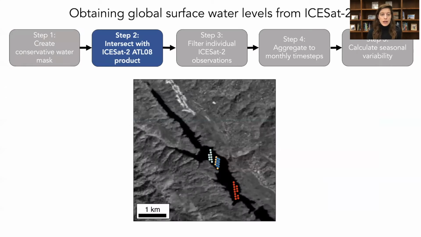And then the next step is to intersect the data set with the ICESat-2 ATL08 product, or the surface height product. And here's an example of what this looks like for a reservoir in California. So the different colors here represent different days. And each day is split into 2 different tracks. That's because of the paired beams that ICESat-2 has. And you'll notice that our retained water level measurements, which are represented by each dot, are clearly located within the water boundary because we wanted to be quite confident that we were only observing water.